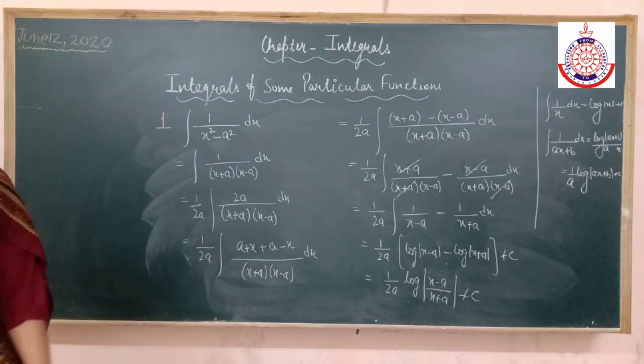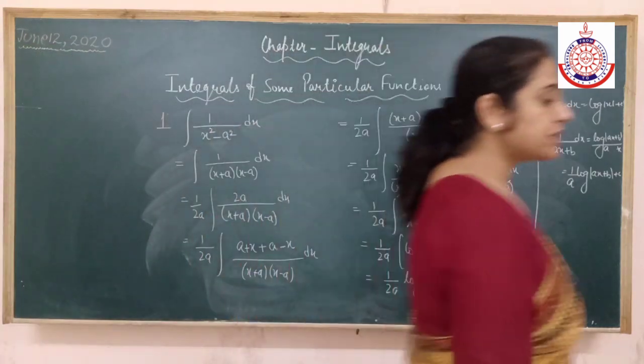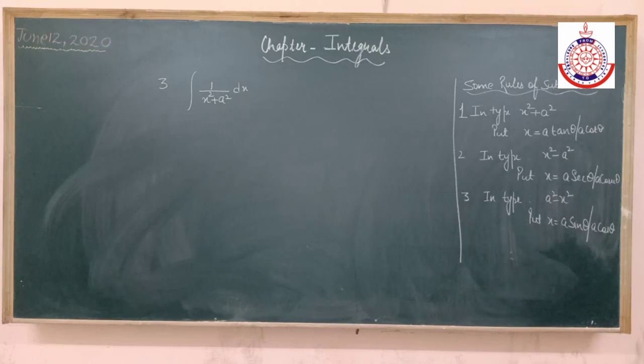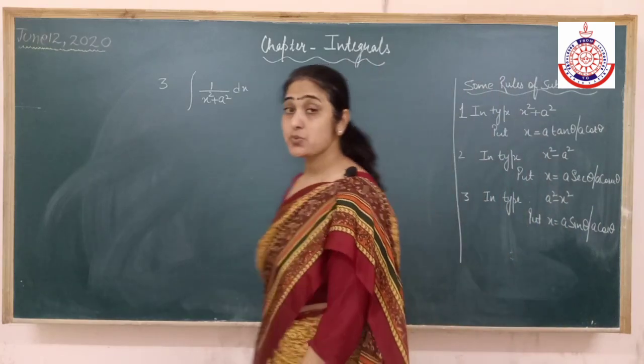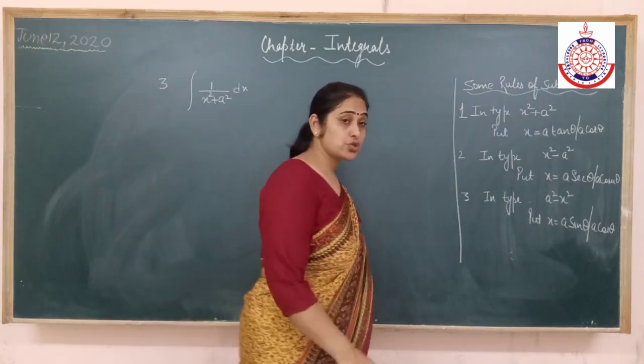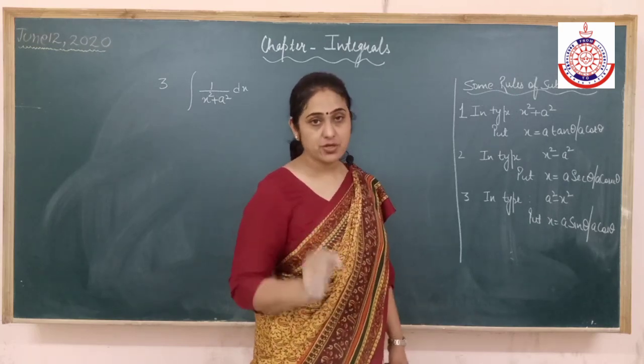Clear? Alright. So now we will prove the third formula which we did. Let's do the third one. Integration of 1 upon x square plus a square. We know the answer, that is 1 by a tan inverse x by a. See some basic rules of substitution. We have done this in inverse trigonometry also.